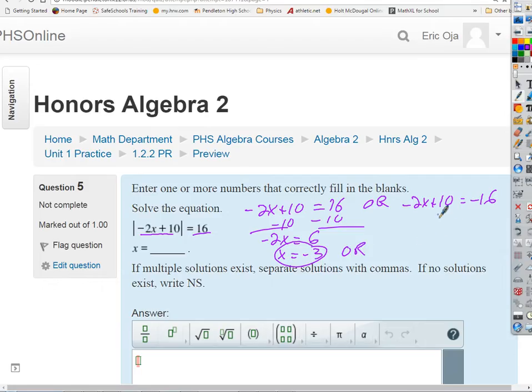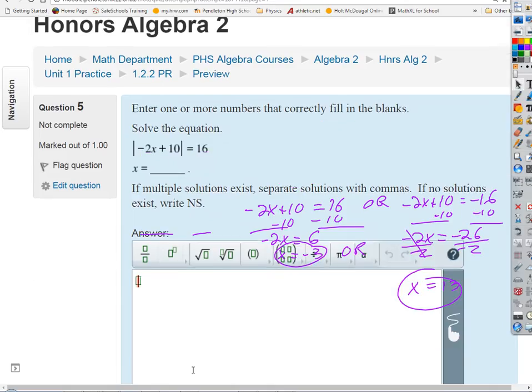Or subtract 10, negative 2x equals negative 26, divided by negative 2. So negative over negative is positive, so I get x equals negative 3 or negative 13. You could always check these, and on a test you should. Plug these back into the original equation, just make sure that they work, that they satisfy the original equation, meaning that they make it true. So negative 3, 13.